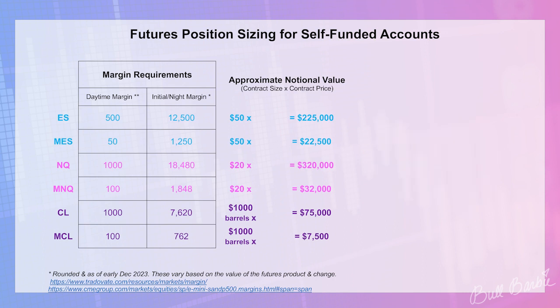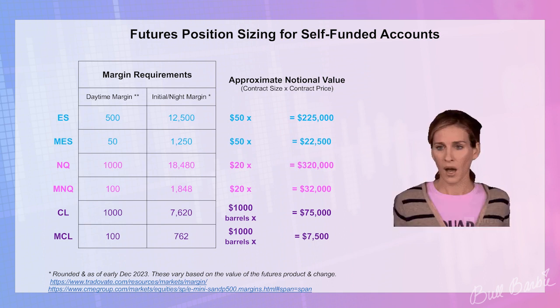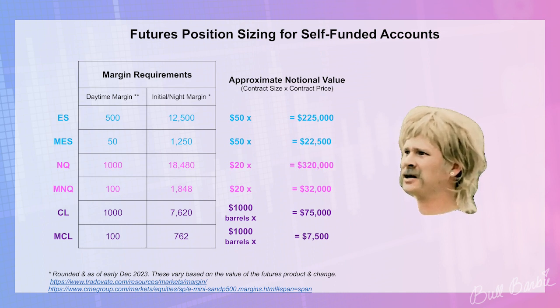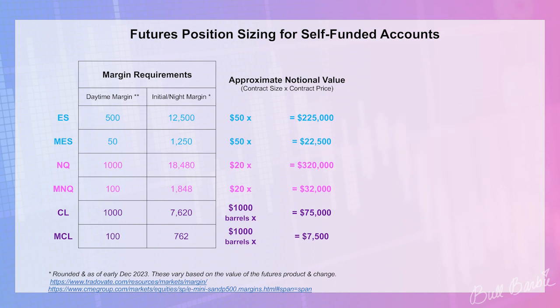This is a quick video, so I've already done the math on all of these. One ES contract currently controls about $225,000 worth of futures, and one NASDAQ contract controls about $320,000 worth of futures. And you really have to keep that in perspective anytime you're trading futures and determining your position size. No matter how much leverage your account gives you, you really have to keep things in perspective.